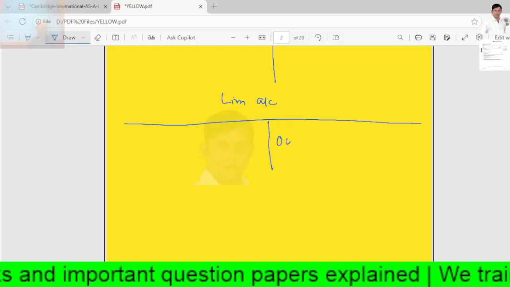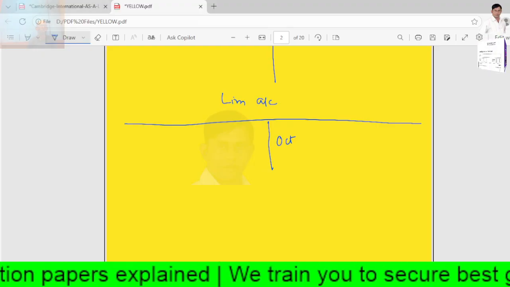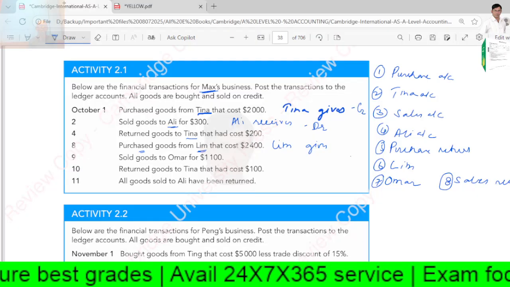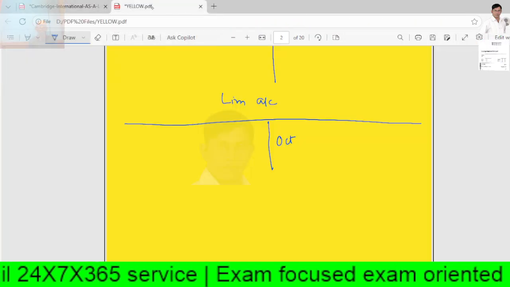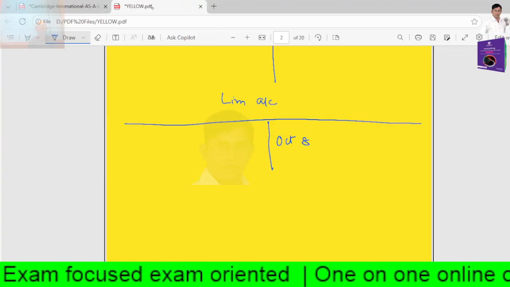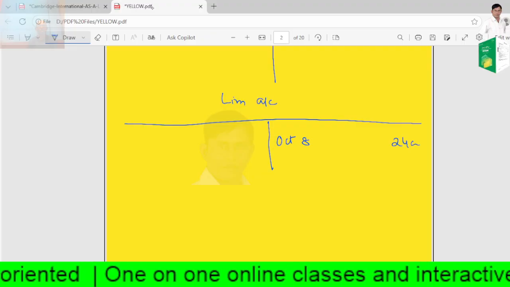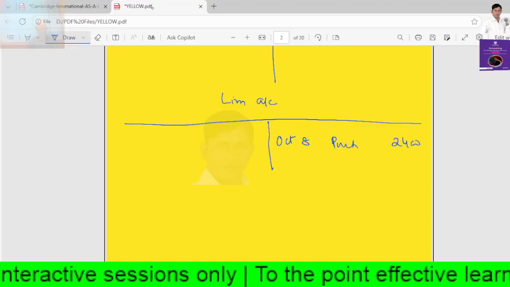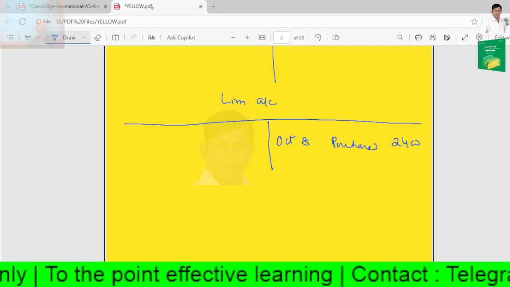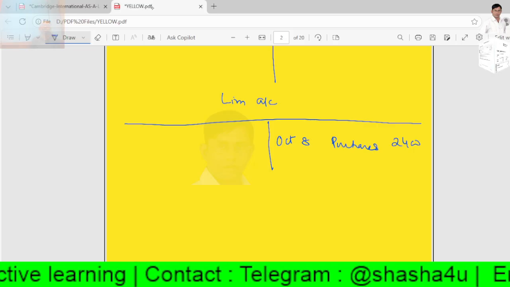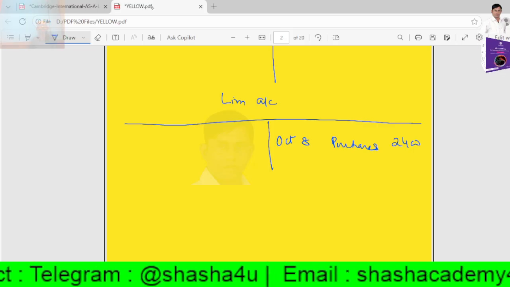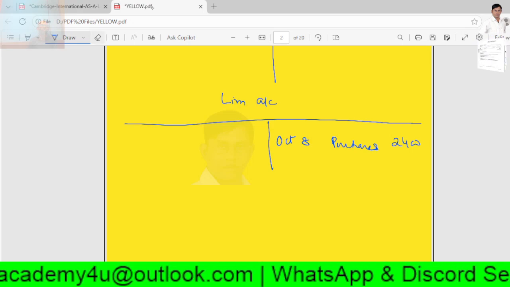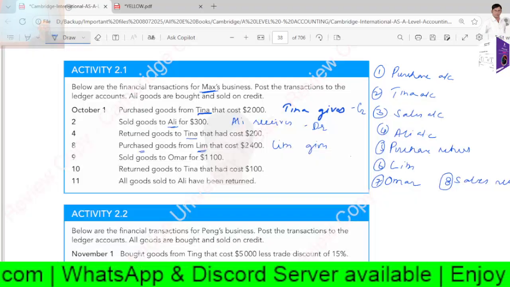So October 8th, 2400. So why are we creating Lim? Because we purchased from him. Understood? This is how you have to understand the concepts. Very clear. Now it should be crystal clear to you. Now let us move forward.